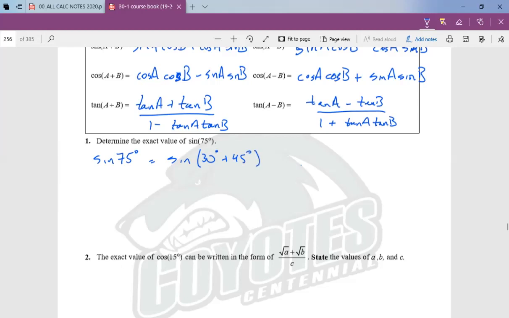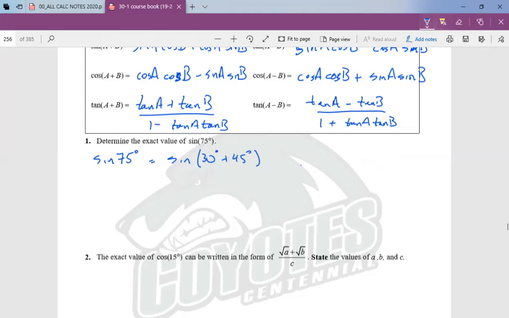The easiest way to look at this is, of course, that 75 degrees is equal to 30 plus 45, so sine 75 is sine of 30 plus 45. Now there's other ways of doing this. We could take something like 120 minus 45, which is also 75 degrees. There are going to be lots of different ways of getting there, and we could use the difference formula for sine. But let's keep this one straightforward and do it with sine of 30 plus 45.